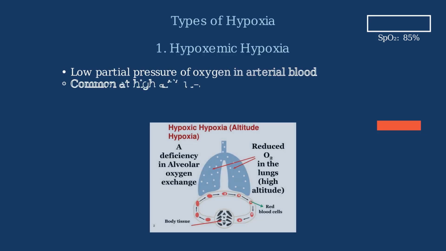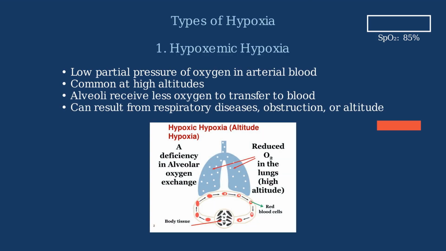The first type is hypoxemic hypoxia, also known as altitude hypoxia. This occurs when there's a low partial pressure of oxygen in the arterial blood. This type of hypoxia is common at high altitudes, where the partial pressure of oxygen in the air is reduced. The alveoli in the lungs receive less oxygen to transfer to the bloodstream. Hypoxemic hypoxia can also result from respiratory diseases, airway obstruction, or any condition that prevents adequate oxygen from reaching the lungs and being absorbed into the blood.